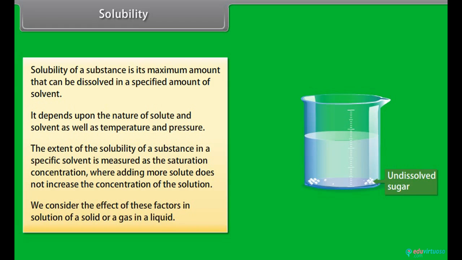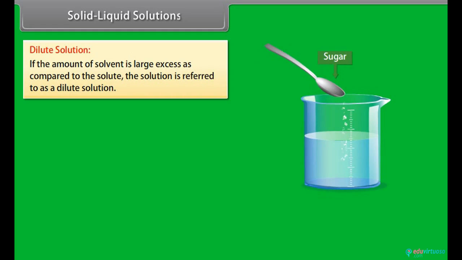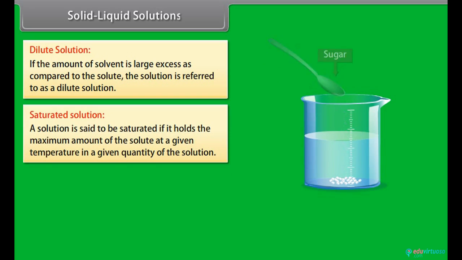We consider the effect of these factors in solution of a solid or a gas in a liquid. Solid-liquid solutions. A small amount of solute is dissolved in a large quantity of solvent. Dilute solution. If the amount of solvent is in large excess as compared to the solute, the solution is referred to as a dilute solution. Saturated solution. A solution is said to be saturated if it holds the maximum amount of the solute at a given temperature in a given quantity of the solution.